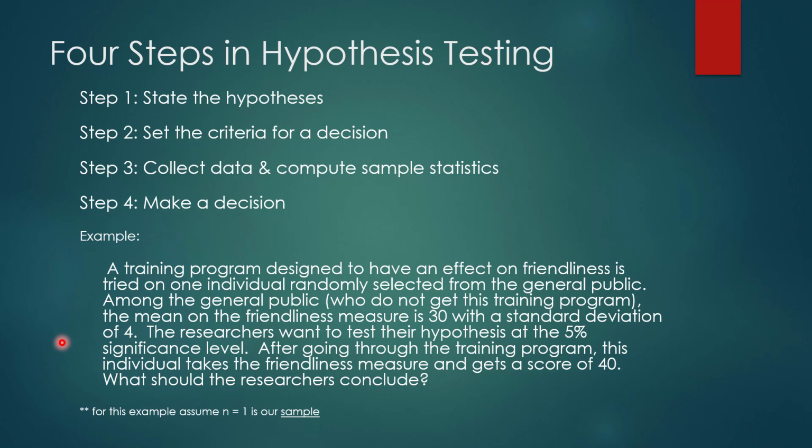The researchers want to test their hypothesis at the 5% significance level, and we'll talk more about that later on. After going through the training program, this individual, so our N of 1, takes a friendliness measure and gets a score of 40. What should the researchers conclude? Can the researchers conclude that the training program had an effect on friendliness?